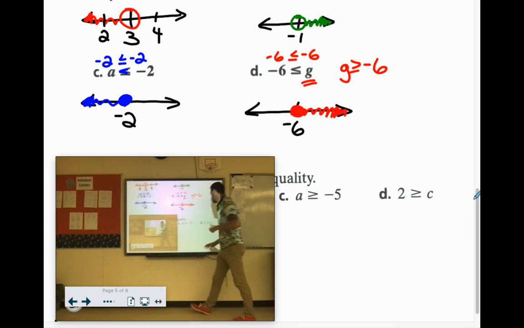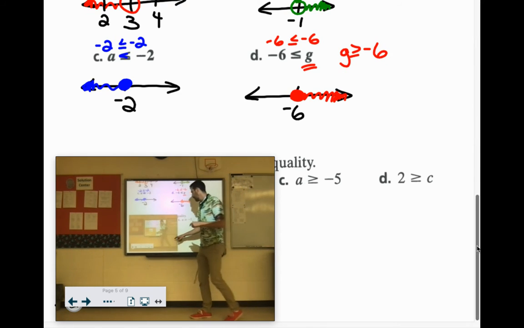So I have some that I'd like you to try, to put them on a number line.